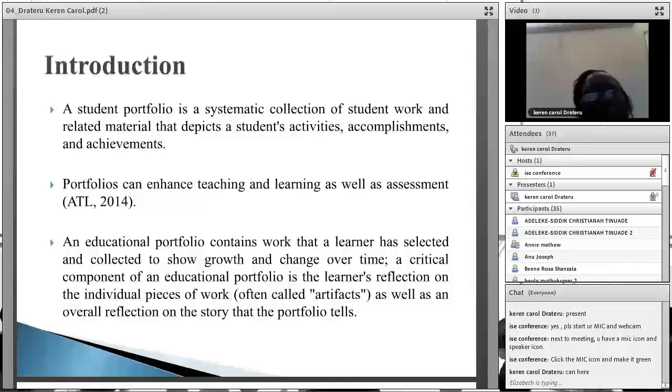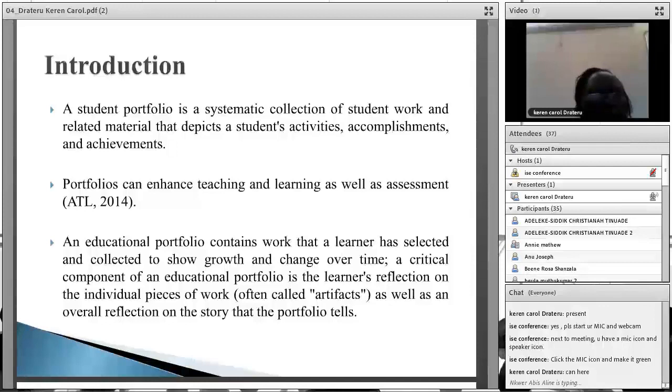A student portfolio is a systematic collection of student work, related to material that depicts a student's activities, accomplishments, and achievements. Portfolios can enhance teaching and learning as well as assessment. An educational portfolio contains work that a learner has selected and collected to show growth and change over time.